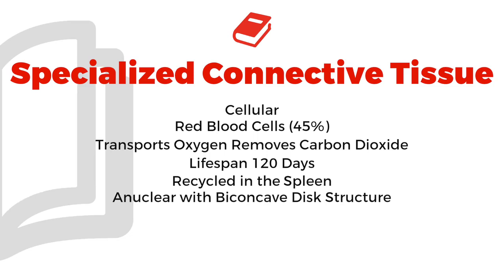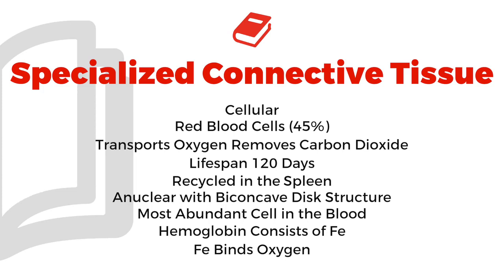Next bullet point, anuclear, we talked about that, biconcave disc structure. Do you remember that from before? Good. And the next bullet point, it's the most abundant cell in the blood, and it's not even close. We just said 45% of total blood, almost all of the cellular portion, is red blood cells. The last bullet point talks about hemoglobin consisting of iron, and it says that iron binds oxygen. Remember, if you want to make a note there, that binding is reversible, as opposed to when iron binds carbon monoxide, which is irreversible binding. That's why carbon monoxide is so dangerous, all right?